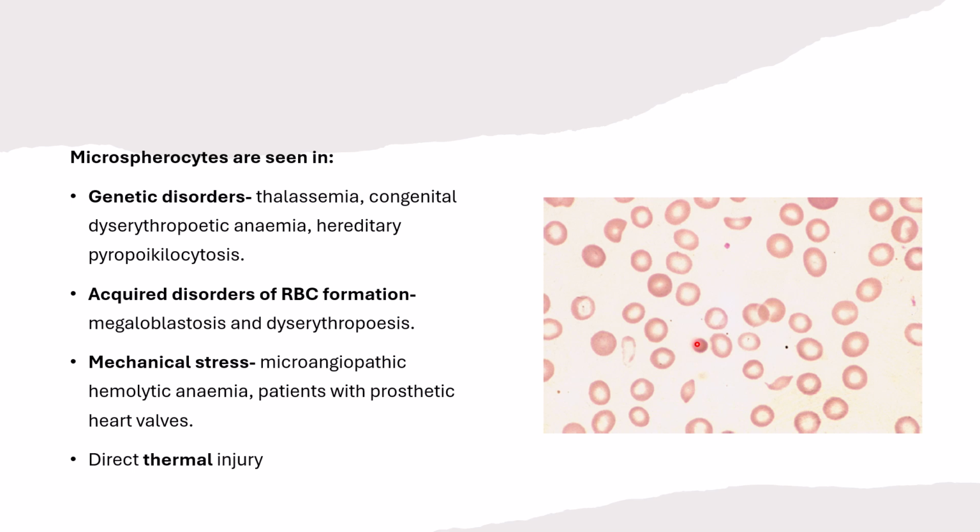So in what all conditions do we see these microspherocytes? It is seen in genetic disorders like thalassemia, congenital dyserythropoietic anemia, hereditary pyropoikilocytosis, in acquired disorders of RBC formation like megaloblastosis and dyserythropoiesis, in cases of mechanical stress like microangiopathic hemolytic anemia, and patients who are on prosthetic valves, and it is also seen in cases of direct thermal injury.